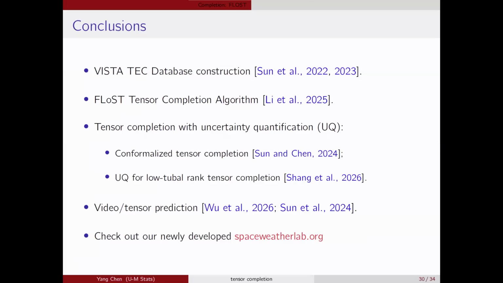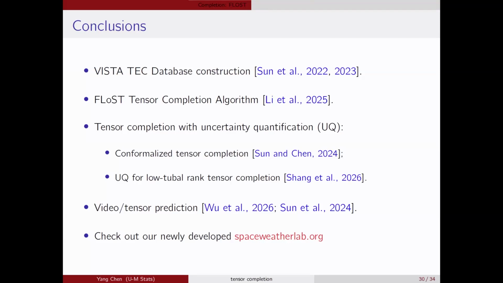So here I just want to quickly conclude that we had this algorithm called Vista that enabled us to construct this total electron content database. It is kind of naive from the construction perspective, but the performance is actually so far the best. Regardless of how hard we try with fancier tensor completion algorithms, we actually haven't beaten the Vista algorithm yet. So the database that we send to the space weather community is all based on this Vista algorithm.